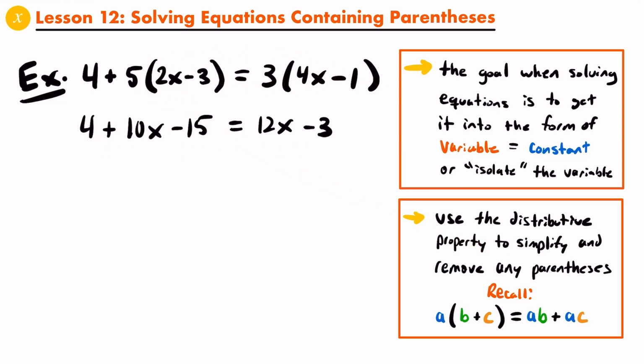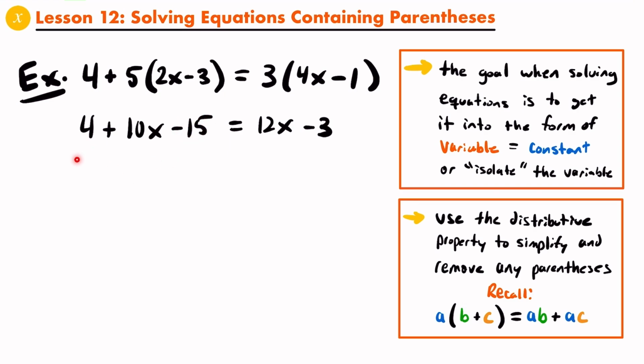They are gone. And so now what we want to do is just simplify each side of the equation as much as we can, and then our equations should be in a form that we recognize how to solve. Really the only thing we have to simplify here is on this side of the equation. Notice we have like terms of 4 and negative 15.